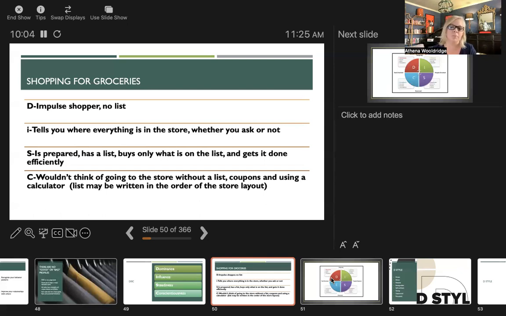S is often coupled with C. We'll see SCs a lot. It's one of the most common things I see out there. And a C is that analytical, calculating person. If you're a pure C and you have no other characteristics, no D, I, or S, and you were shopping, you would probably have a list, coupons, a calculator. You'd probably organize your cart based on, I need the heavy stuff, I need the lighter stuff, I need the cold stuff, I need the hot stuff. That would be a pure C.